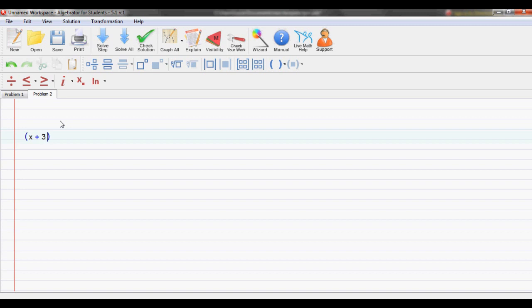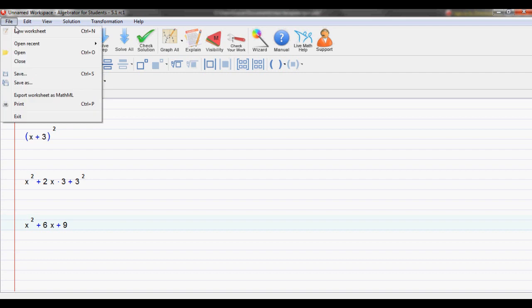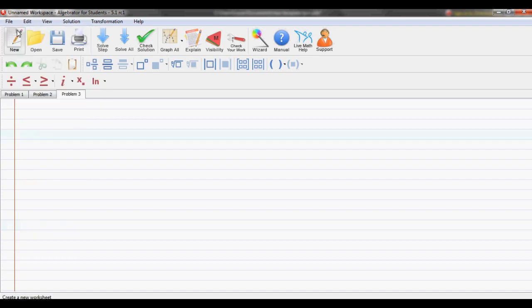So again, it doesn't have to be a problem that you're solving for an X or a Y value. Here we've got an example of just a couple of binomials being multiplied together, and very simple. The calculator does what we refer to in a lot of high school classrooms as FOIL.